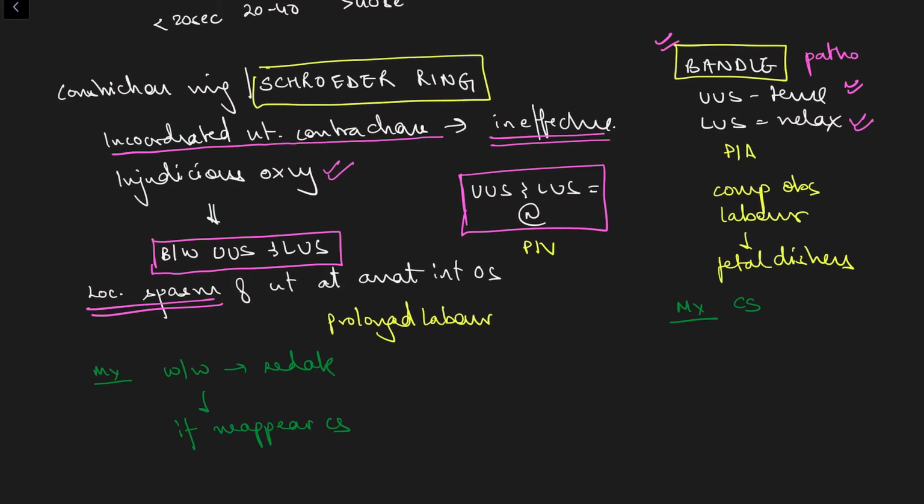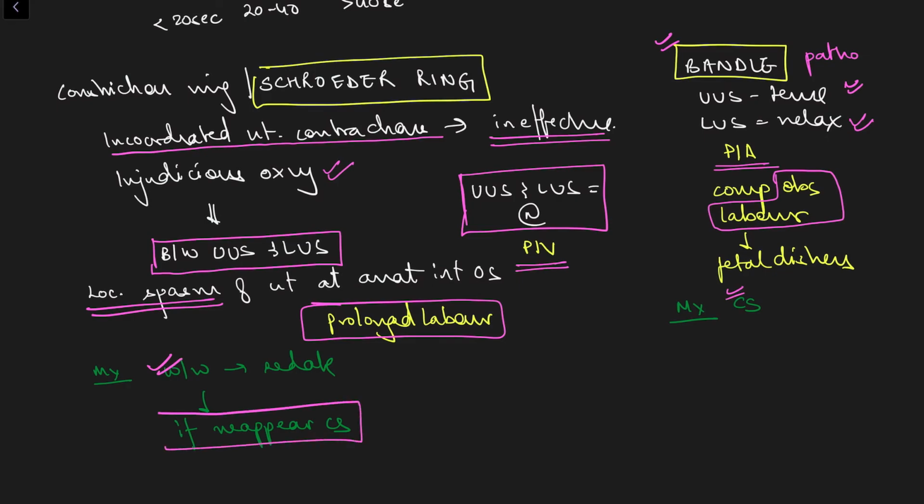Second, Bandl's ring can be felt per abdominally, while Schroeder's ring can only be felt when we do a per vaginal examination. Bandl's ring leads to obstructed labor and fetal distress, while in Schroeder's ring there will be prolonged labor. There won't be any fetal distress present. The management for Bandl's ring is C-section, while in Schroeder's ring, we wait and watch and sedate the patient. But if the ring reappears, then only we go for C-section. So this completes our normal labor.